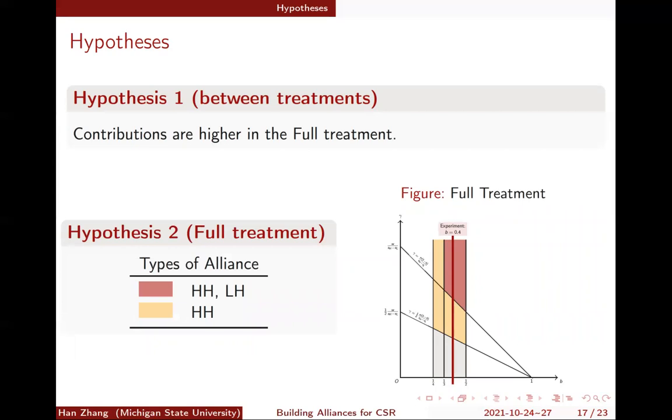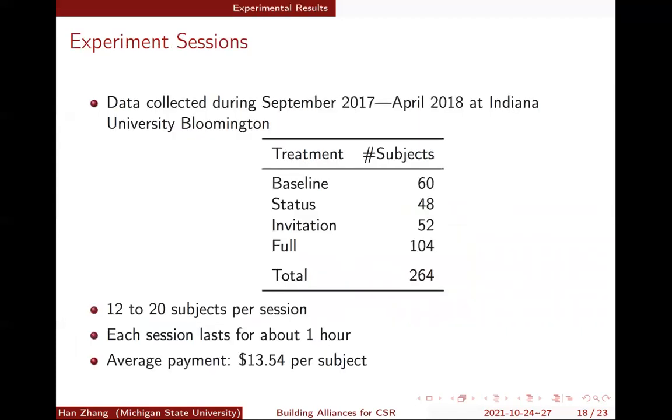In our model, if the concern for status is high enough, an initiator, whether having high or low brand value herself, will form an alliance with a high brand value company. We hypothesize that an initiator will form an alliance with a high brand value company more often. For the sake of time, I will skip the routine information about the experiment sessions.